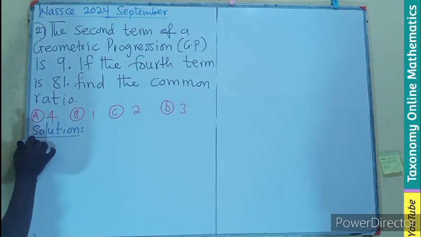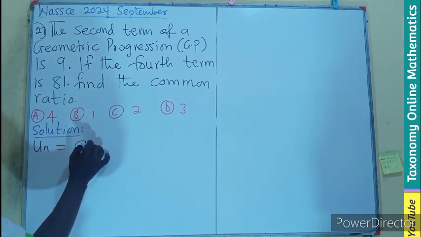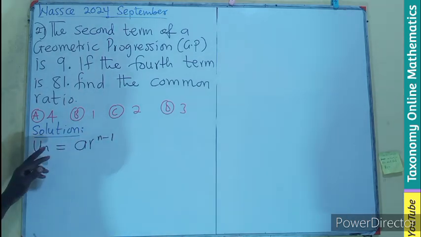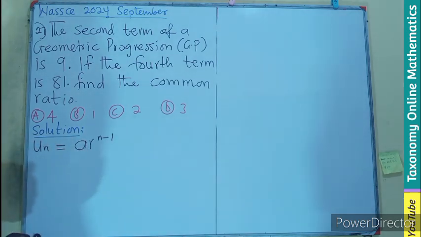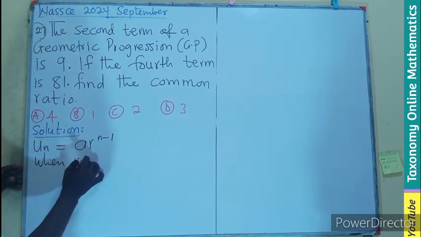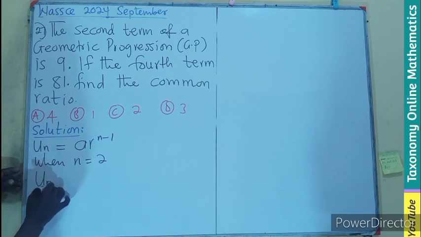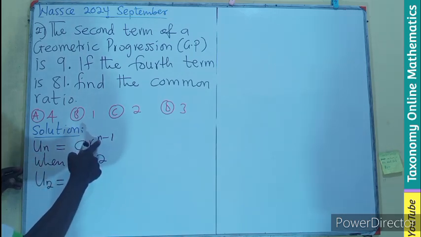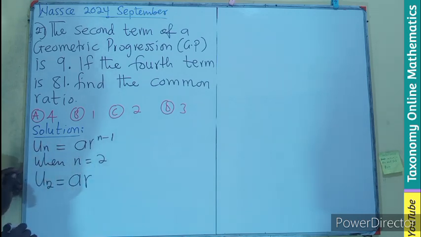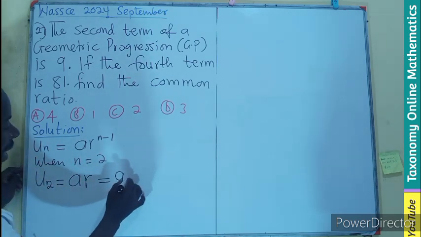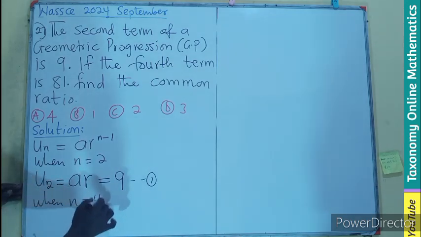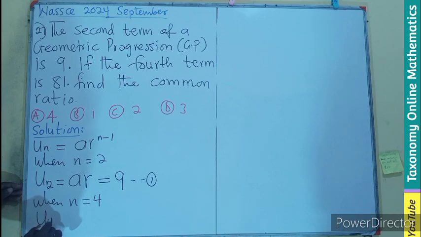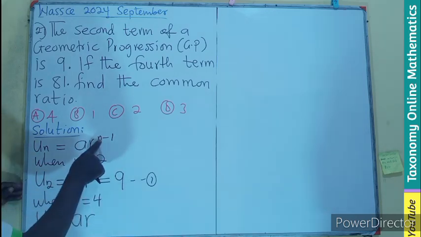Let's recall that the nth term of a geometric sequence is given by this, where the n stands for number of terms, the a for the first term, r for what? The common ratio. So if I'm talking about the second term, it means when n is 2, your second term will become a, r, n being 2 minus 1 will be 1. So this second term is what we are getting as what? Our 9.